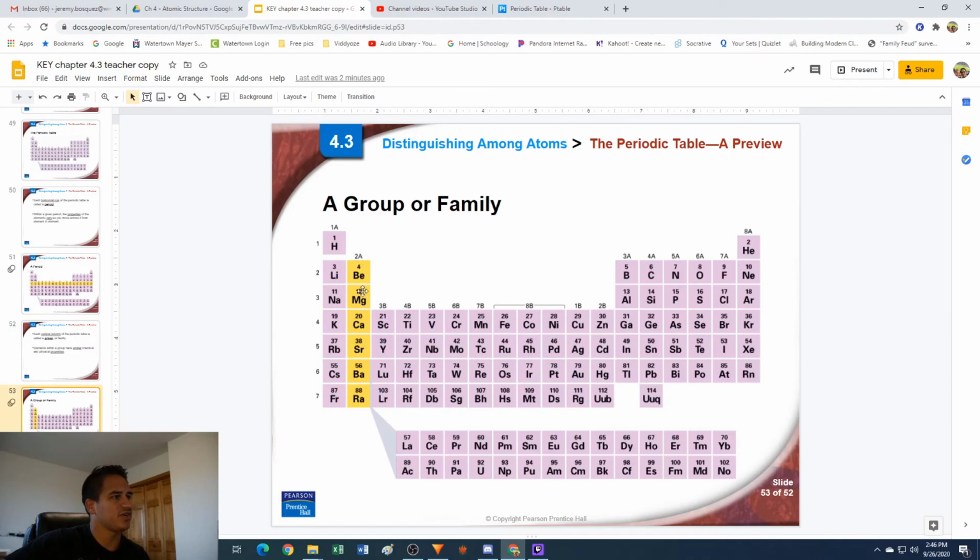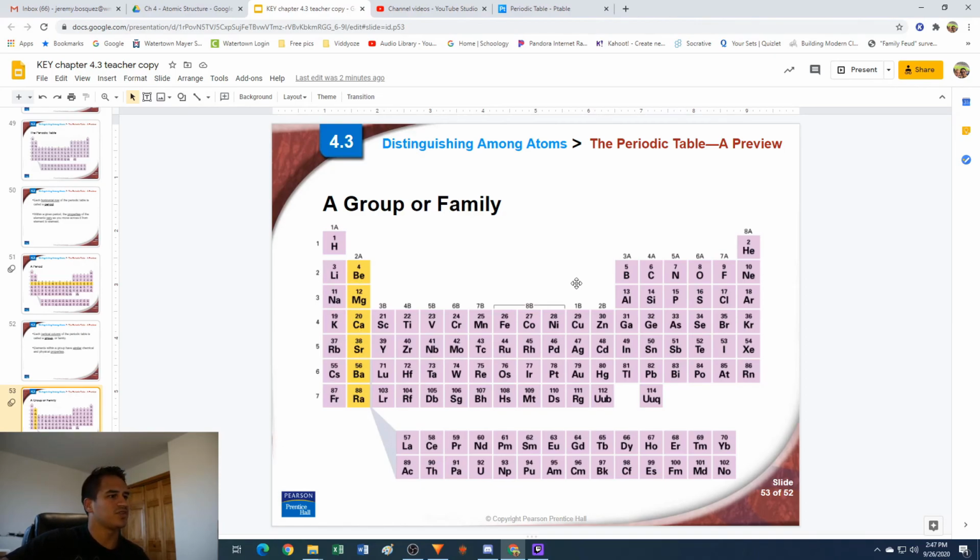Okay, so elements here in group 2A are what are known as the alkaline earth metals. They have a special name. And they all share a very special chemical property in the fact that if you were to drop water on them, they would explode. They're very explosive in water. In fact, all the elements in group 1A here are the alkali metals, and they also are very explosive in water. So actually these two columns share chemical properties. But the group 1A elements are more explosive than the group 2A ones.